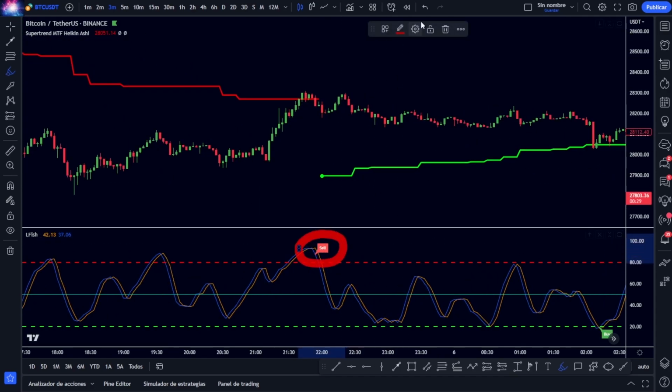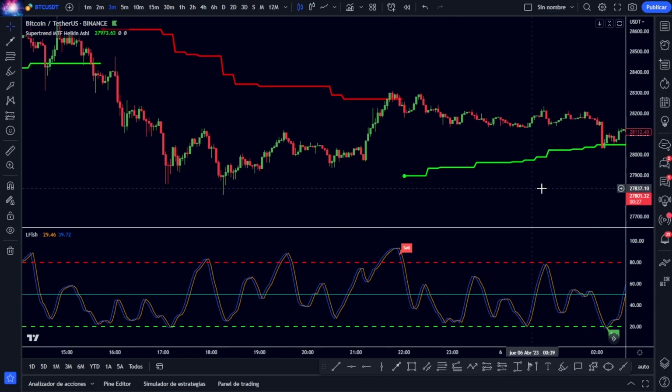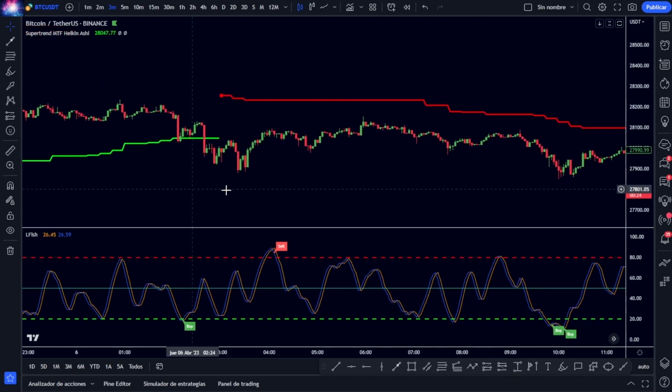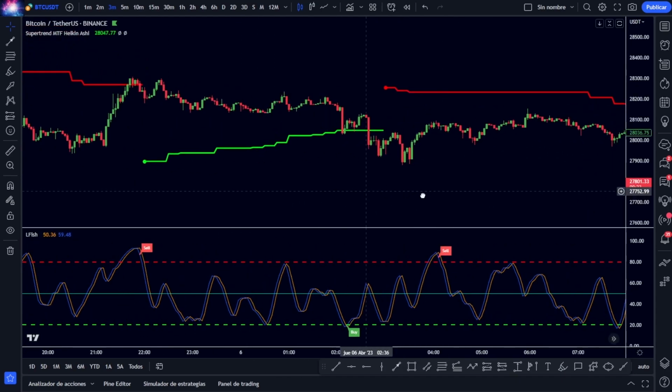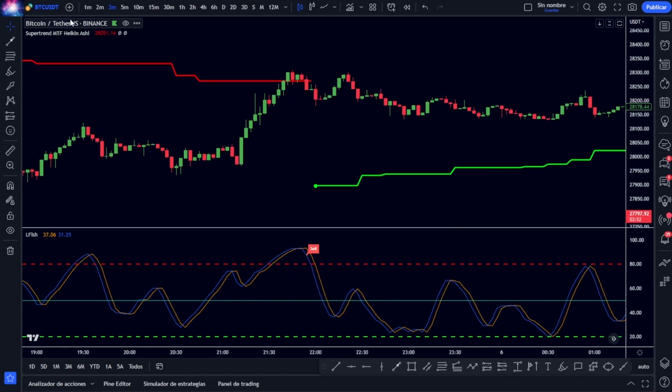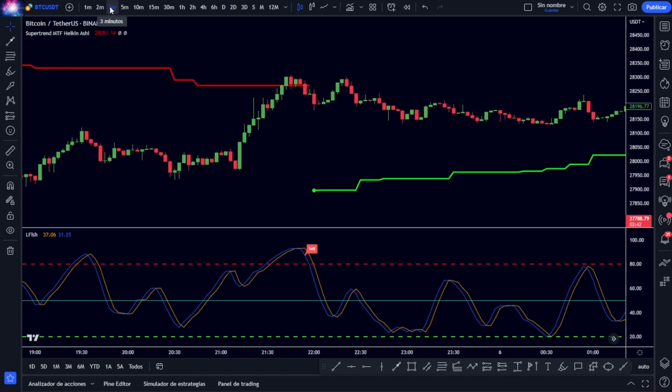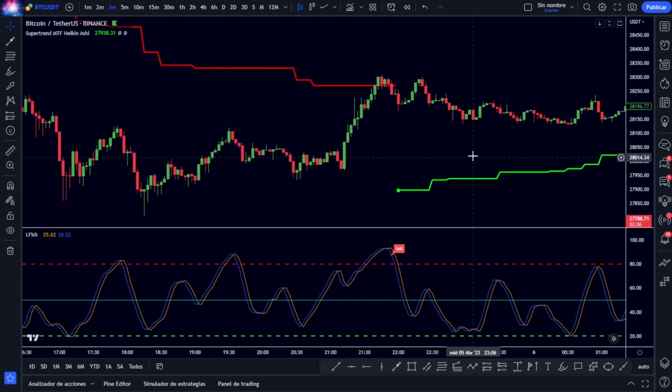We have the first very clear signal, and tell you that I am recording everything live so you can see that it works perfectly, even in the real market. This time we are testing it on the Bitcoin USDT pair, as I said, in 3 minutes, but I repeat, if you are more accustomed to 5 minutes, it is also equally effective.